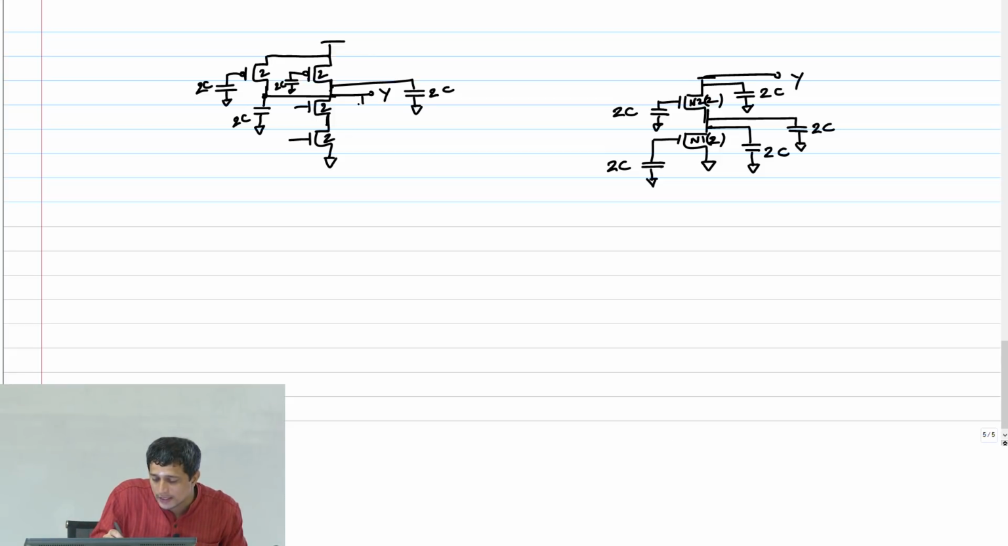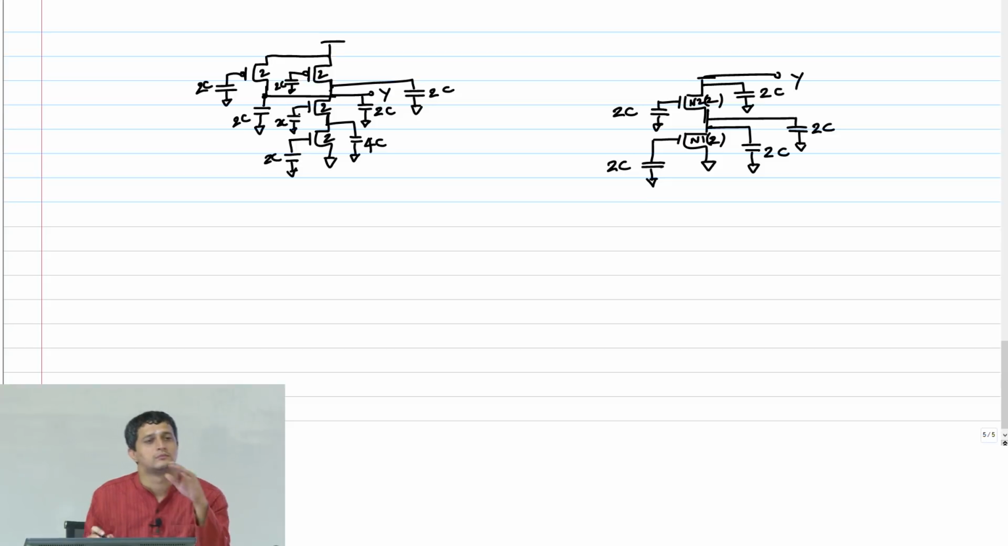So what is the net capacitance here? No, forget the PMOS. I'm talking only of the NMOS. 2C, right? What is the net capacitance here? 4C, okay? And I have 2C, 2C, okay?